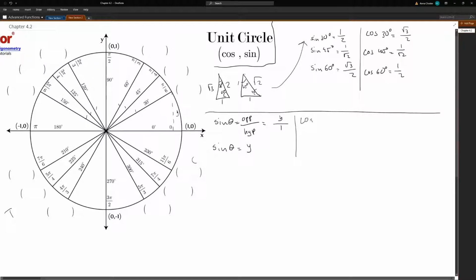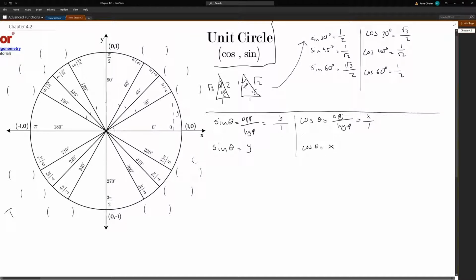Similarly, to find cos theta, we have the adjacent over the hypotenuse, which is equal to the x value over 1. Let's look at this over here. What would be our adjacent leg? It would be this one, therefore it's the x value. Therefore, cos theta is equal to x.